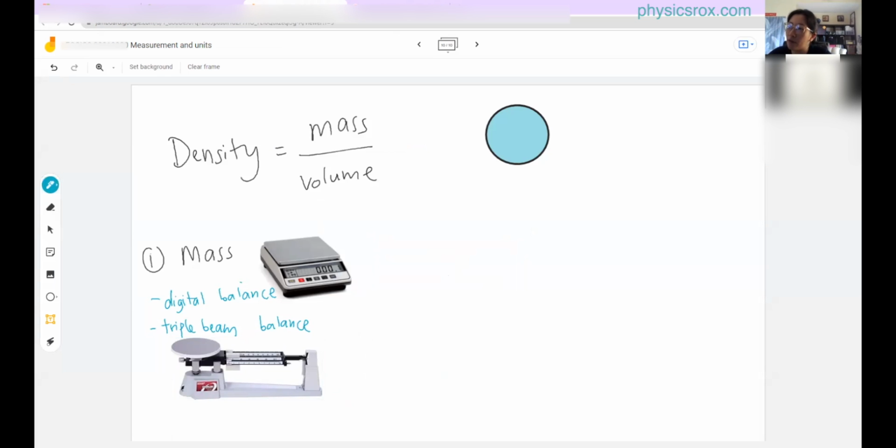If you want to measure the volume, how do we measure the volume of the ball? What can we use?